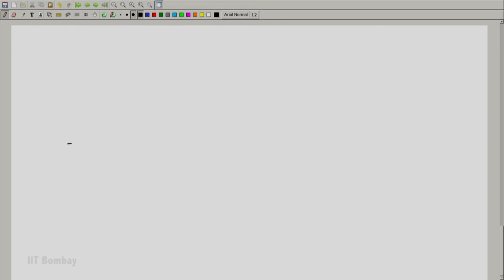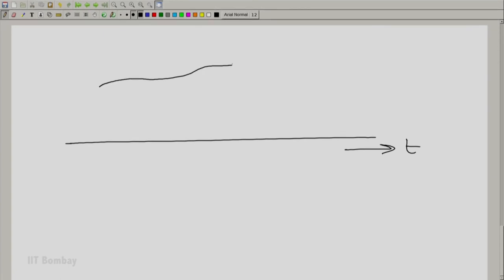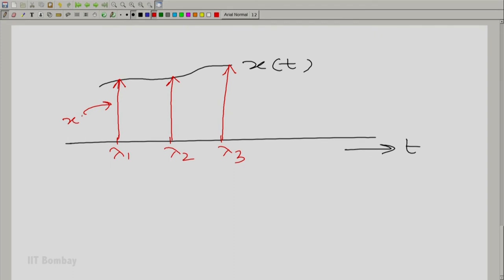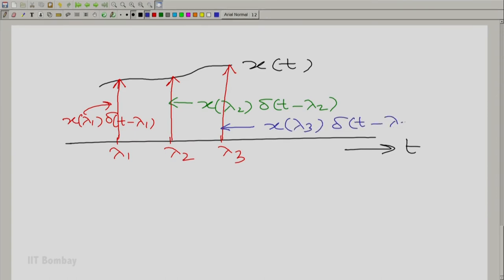So, in the system, what I am saying is, go back to that x(t), let us take a small segment somewhere of x(t). Now, pick a few lambdas there. Let us pick lambda 1 here, and let us pick lambda 2 there, and let us pick a lambda 3 here. And you have these tiny little impulses sitting at lambda 1, lambda 2 and lambda 3. So, this one is x(lambda 1) delta(t minus lambda 1). This one is x(lambda 2) delta(t minus lambda 2). And finally, this one is x(lambda 3) delta(t minus lambda 3).